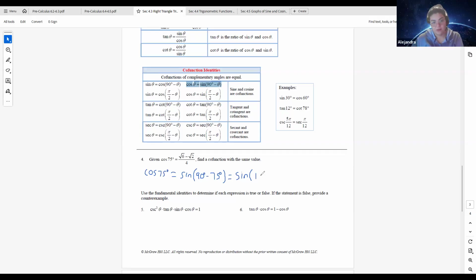15. It looks like 15 to me, yeah. So that means that this is what they wanted. This guy is equal to this, which means that this one is also equal to that same thing.